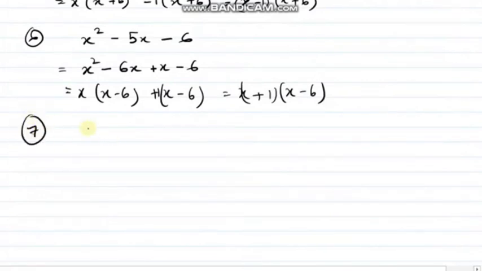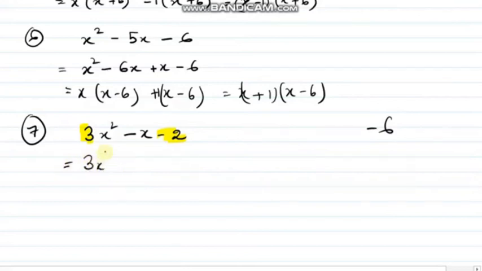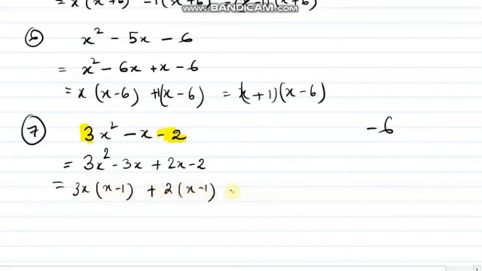So the next one I'm giving you is 3x square minus x minus 2. Please be very careful. Right now we are practicing with only this. So that product is again minus 6, right? Minus 6 again we have to represent as minus 3 plus 2. So it will be 3x square minus 3x plus 2x minus 2. So 3x common, x minus 1. Again 2 common, x minus 1. Grouping of factors, you have to do some steps. So x minus 1.